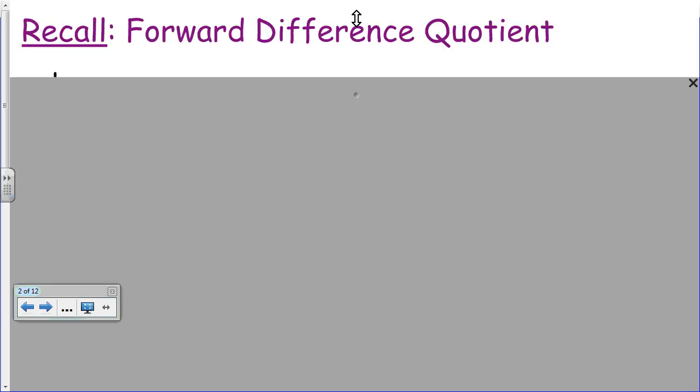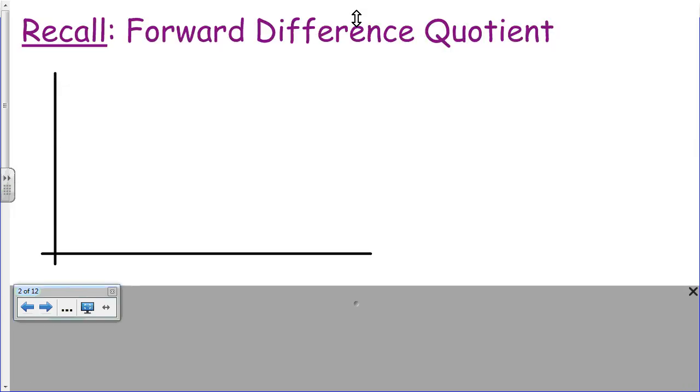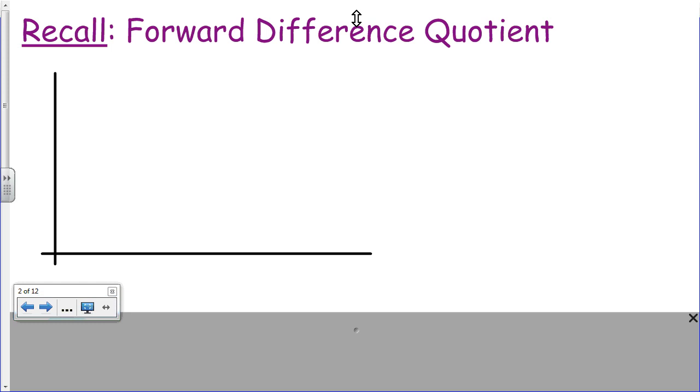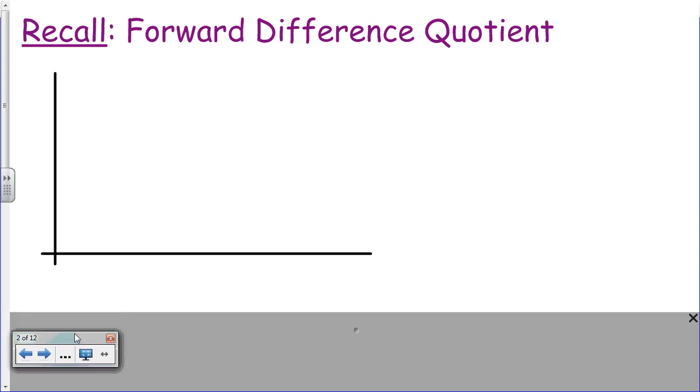All right. Let's start out with a little recall from the last section on the forward difference quotient. This will lead us right into the definition we're looking for of how we find the derivative function. Let's sketch a function here. It really doesn't matter what our function looks like. We'll sketch a function that looks like this. We'll call that f of x.